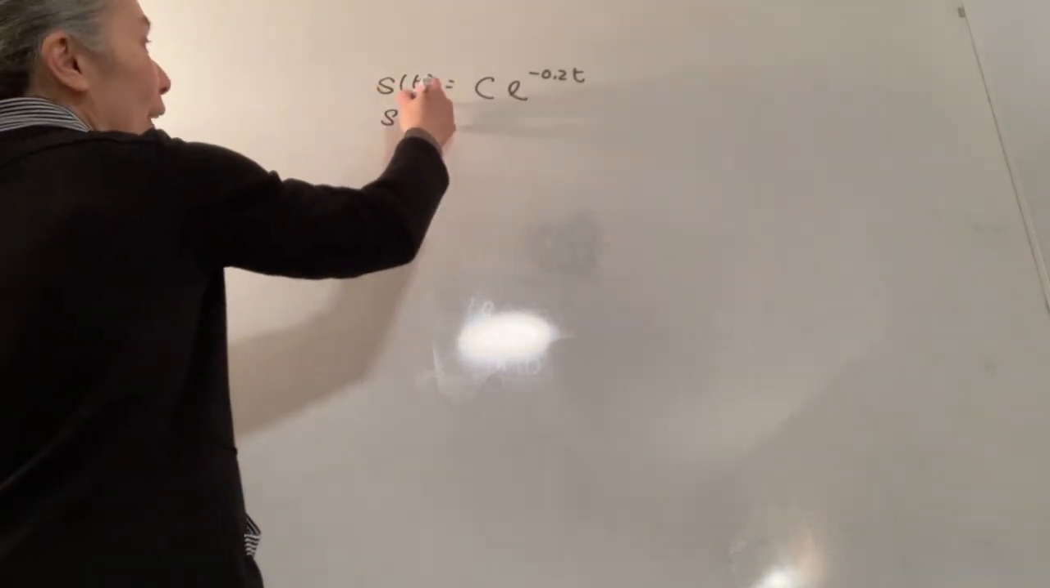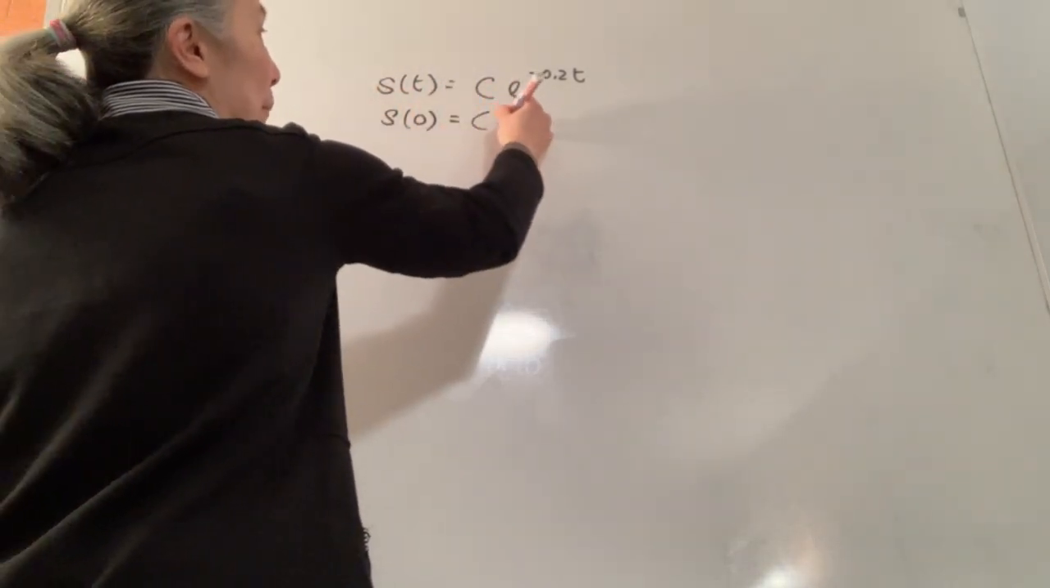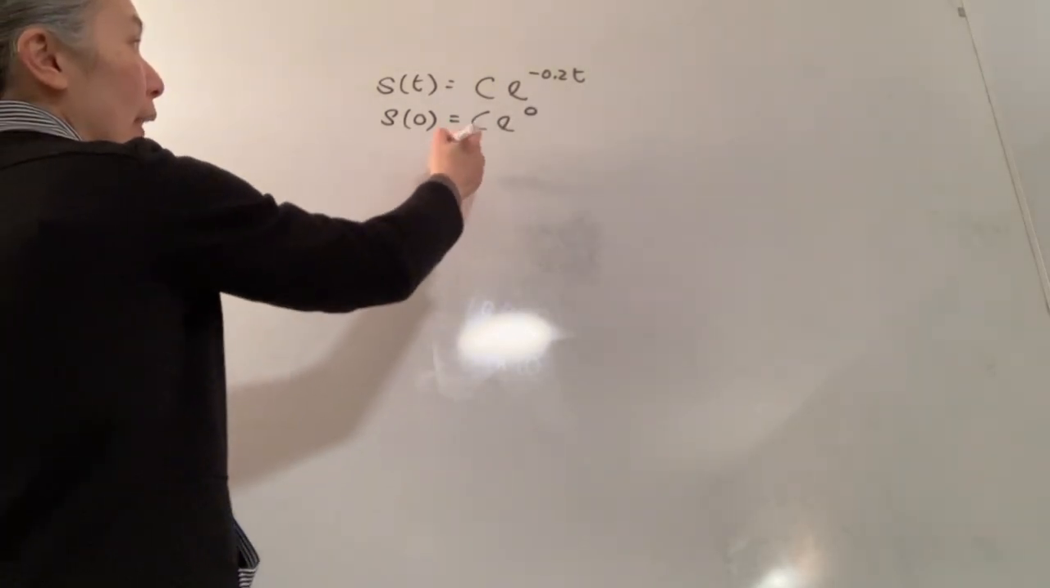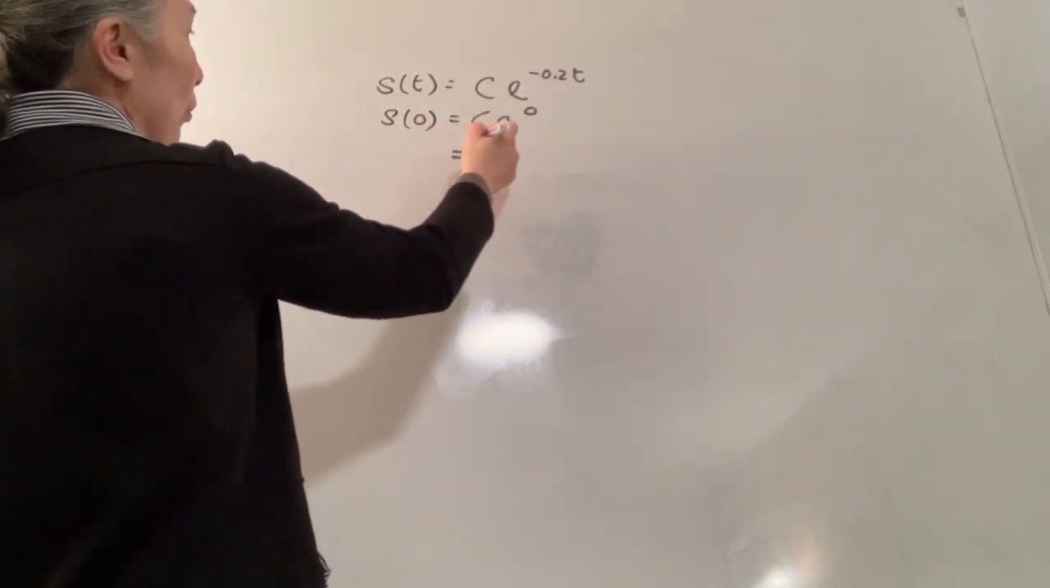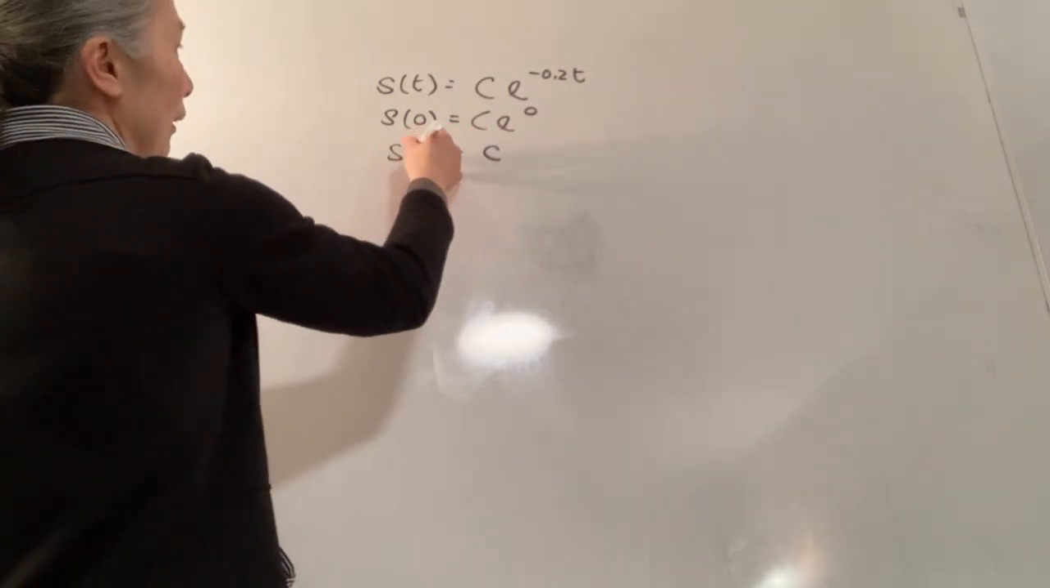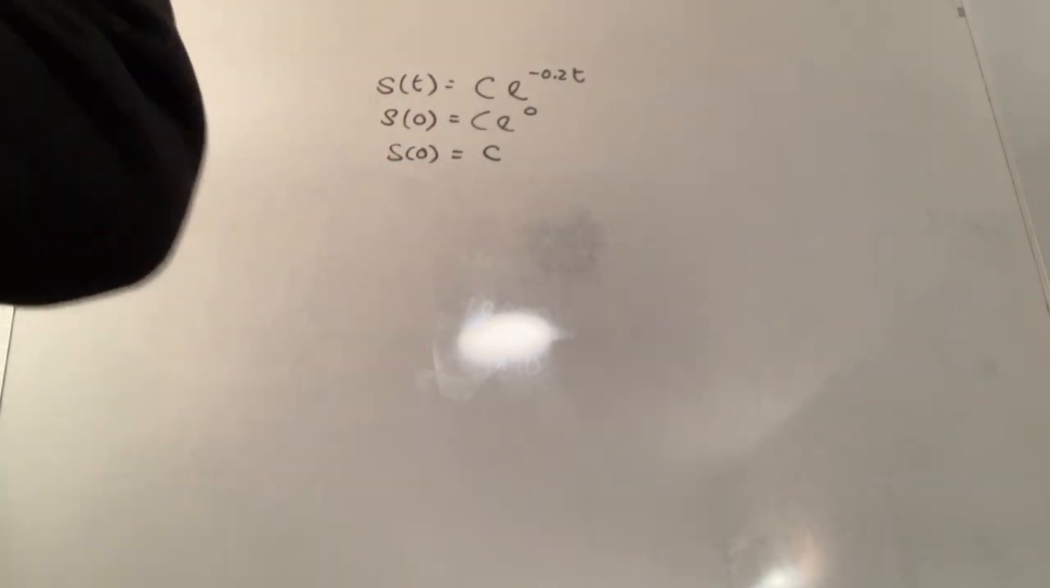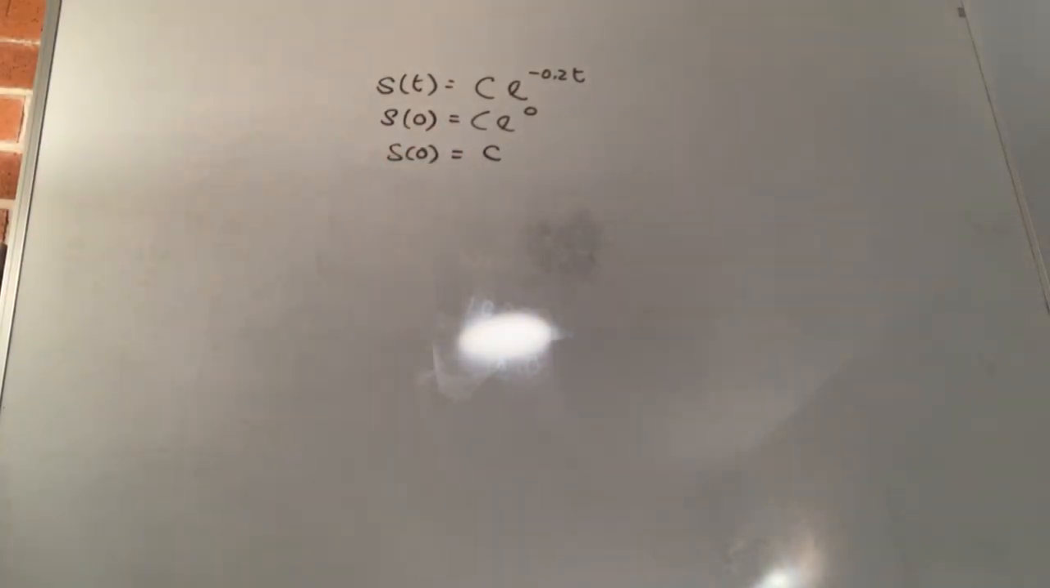Okay, the very first question is talking about the percentage decrease. To find percentage decrease, you need to find out what it was and what it is right now. What it was means when t equal to 0. So let's find out what s of 0 is. And s of 0 is equal to c, and we do not know what that number is, is that right?